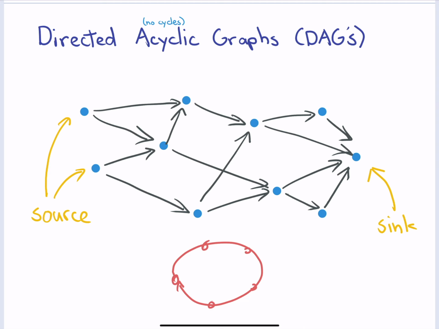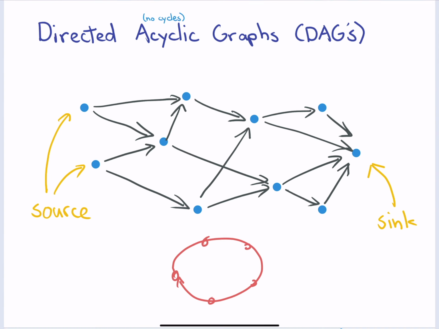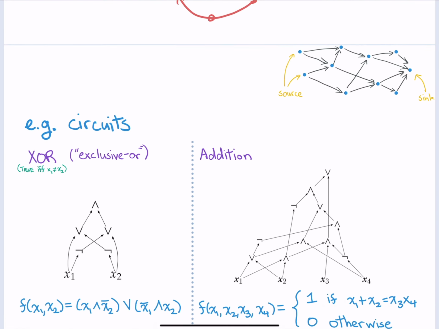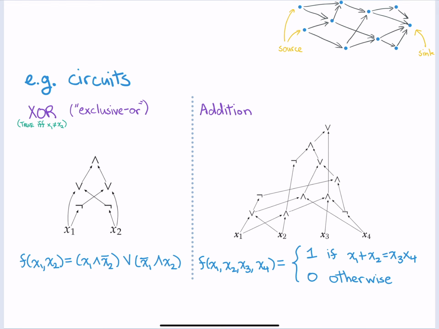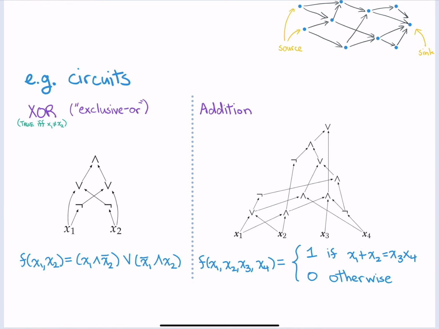A vertex that has no incoming edges, only outgoing edges, is sometimes called a source. A vertex that only has incoming edges and no outgoing edges is called a sink. So there's a source and sink labeled in that graph. All right, so these might seem like very nice graphs, but they do arise naturally. A natural setting for directed acyclic graphs is with circuits.